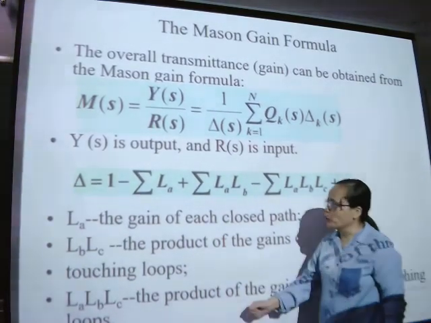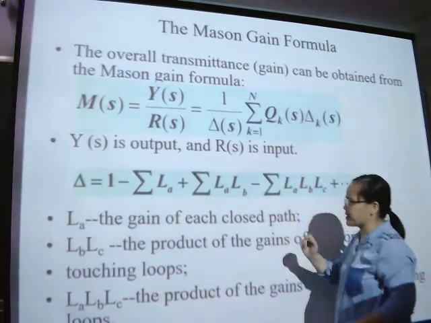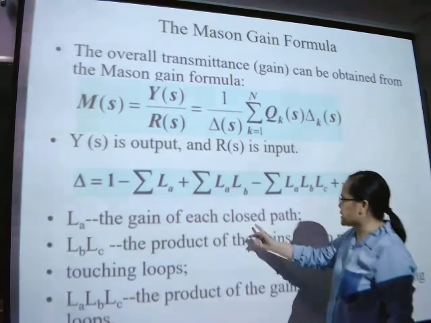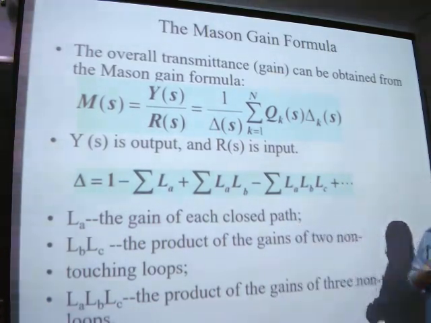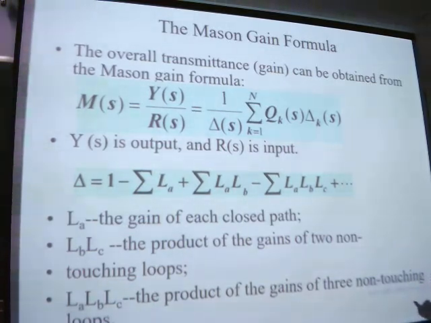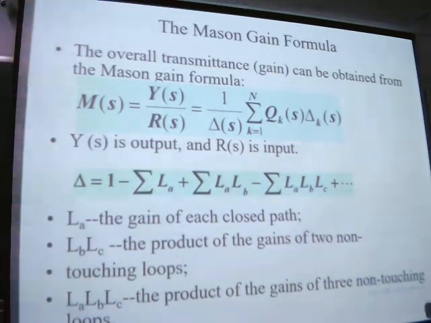What's the meaning of LA? LA is the gain of each closed path. Closed path means loop. And LB LC is the product of the gains of two non-touching loops.